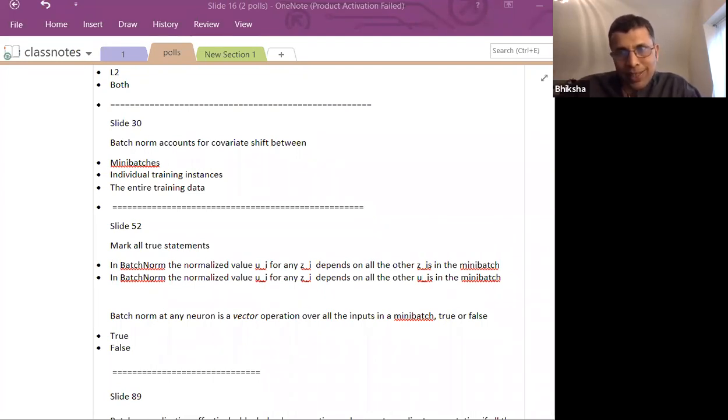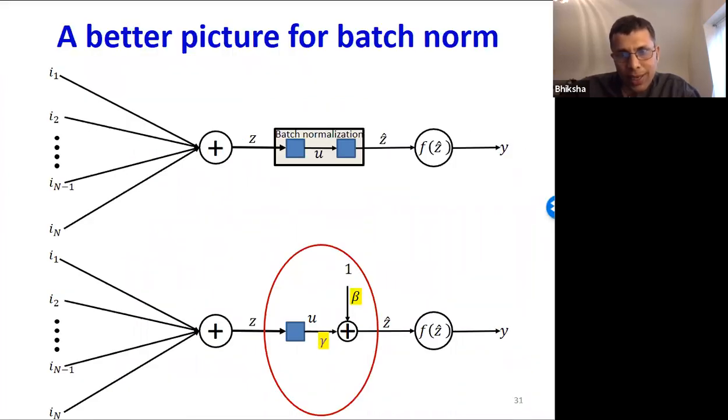All right. So clearly, this is actually done over mini batches. That was the whole point of it. Now, here is a better picture for how batch normalization is performed. This is how I showed it right now. It's a two-step process. First, you compute the normalized U for every Z, then you compute Z hat.